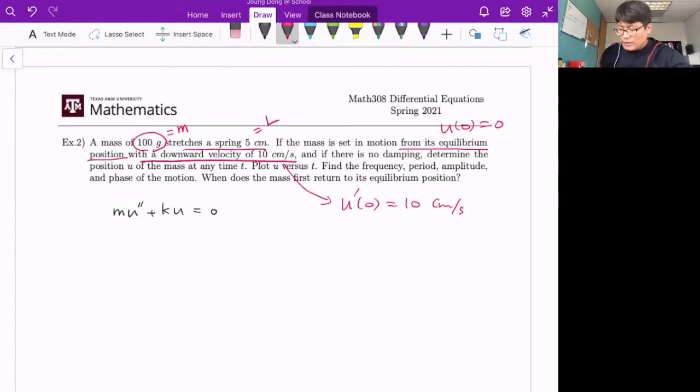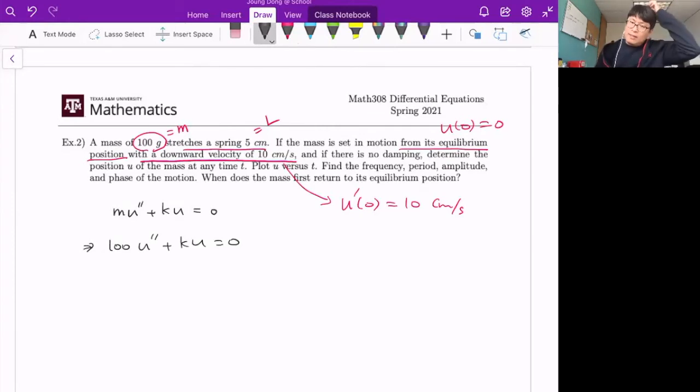So with all this given information, let me update my differential equation, okay? Let me plug in m in there. It is 100 gram u double prime plus k u equal to 0. Is that okay? Oh, wait a minute. We cannot complete this differential equation because we do not have the spring constant k yet, right? How can you find it? We're going to use the equilibrium position, right?